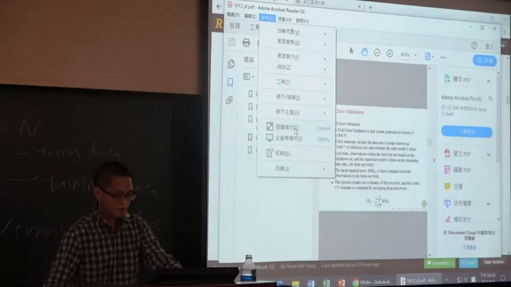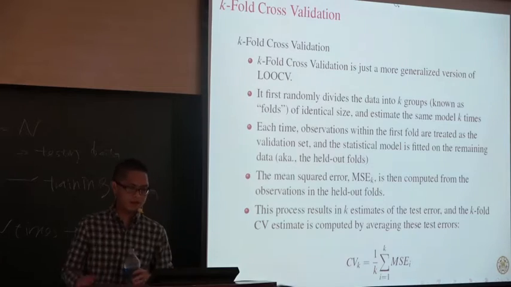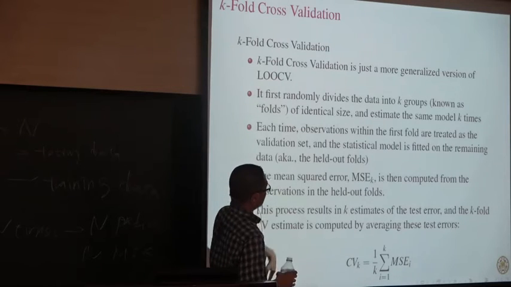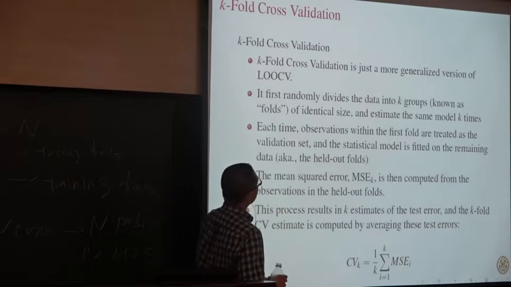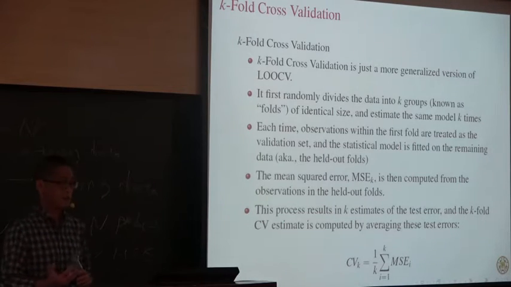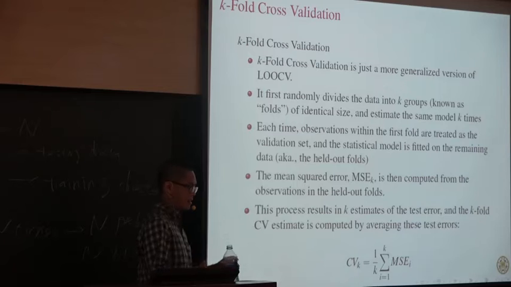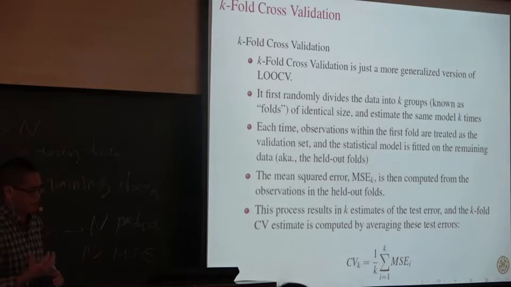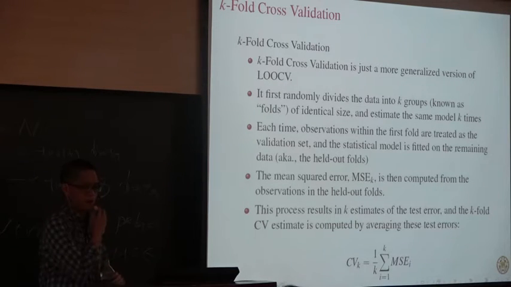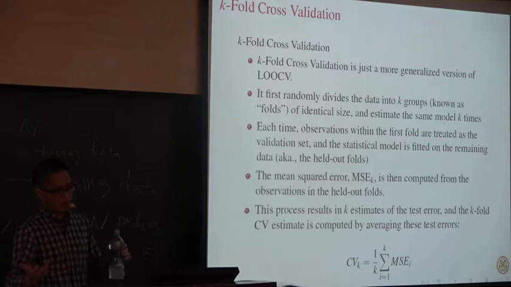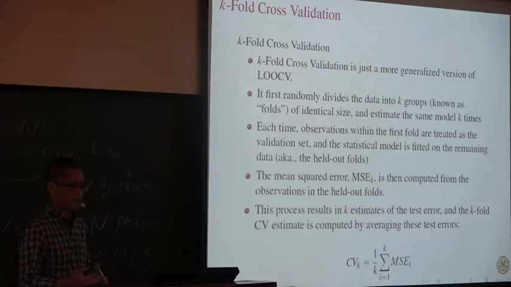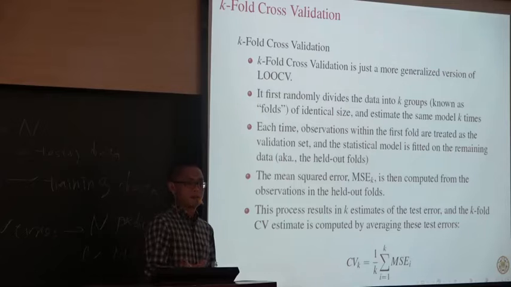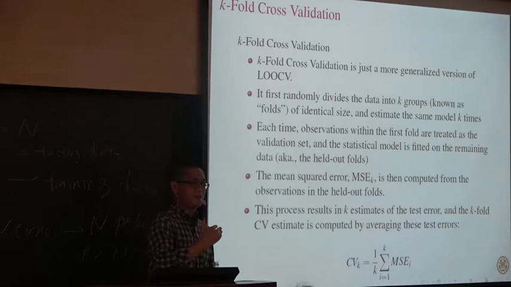So now we have done this, we're going back to k-fold cross-validation. I will finish this in the next slide after this break. So k-fold cross-validation is almost exactly the same as leave-one-out cross-validation. It's just a more generalized version of leave-one-out cross-validation. Now we first randomly divide the data into K groups instead of N groups, meaning that you only do train-test split K times. The K could be just the same as N.